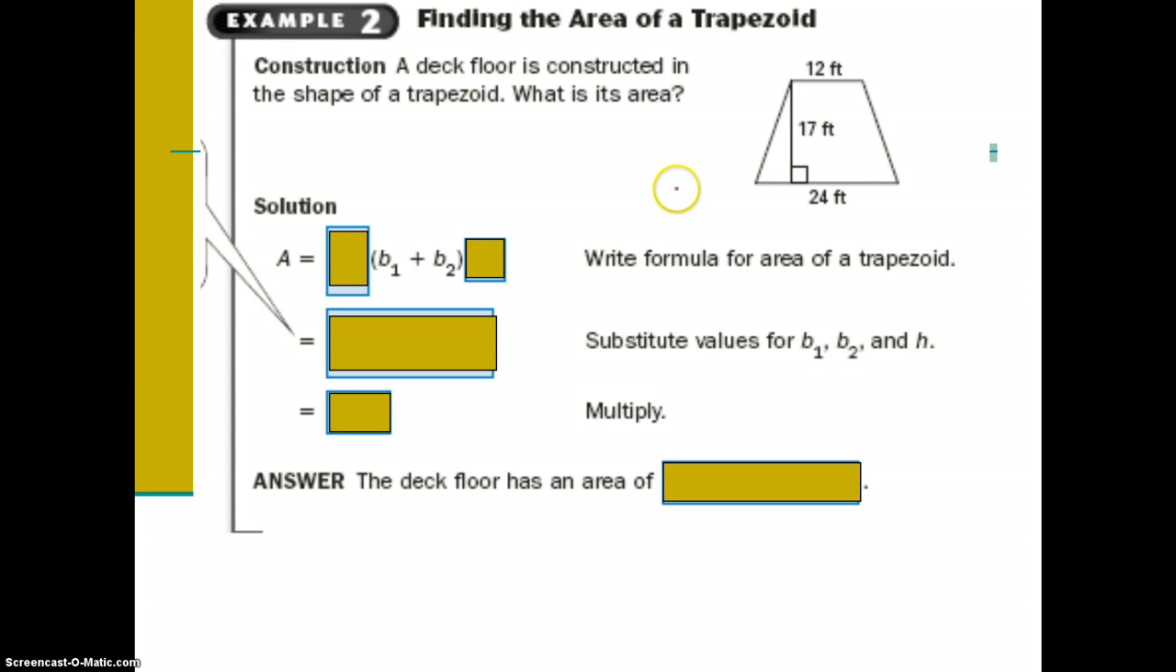A deck floor is constructed in the shape of a trapezoid. What is its area? Use the formula 1/2 times base plus base times height. So we have 1/2, 12 plus 24, because this is base and this is base and this is height.